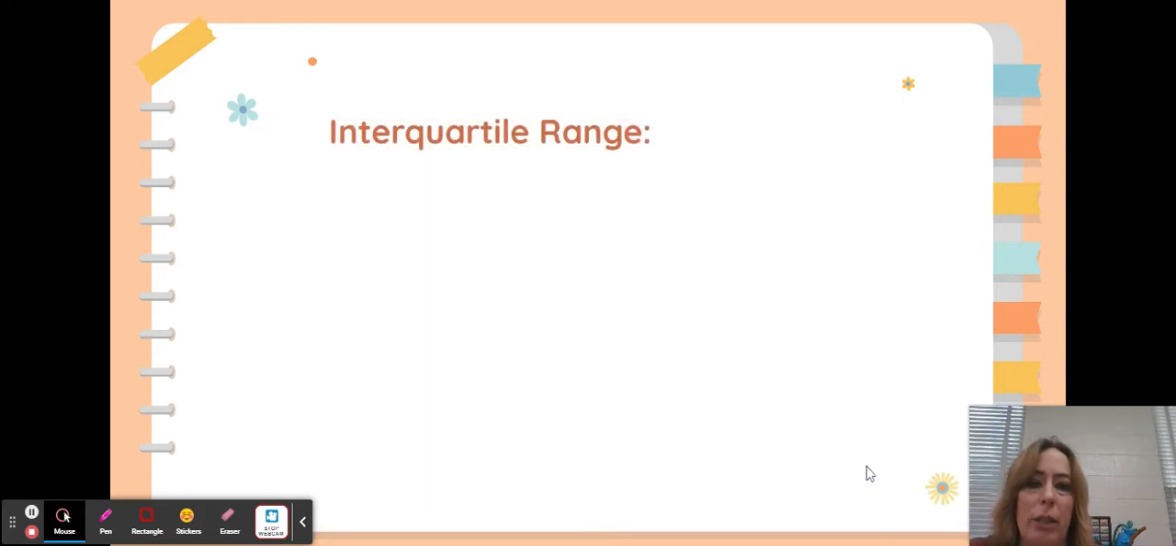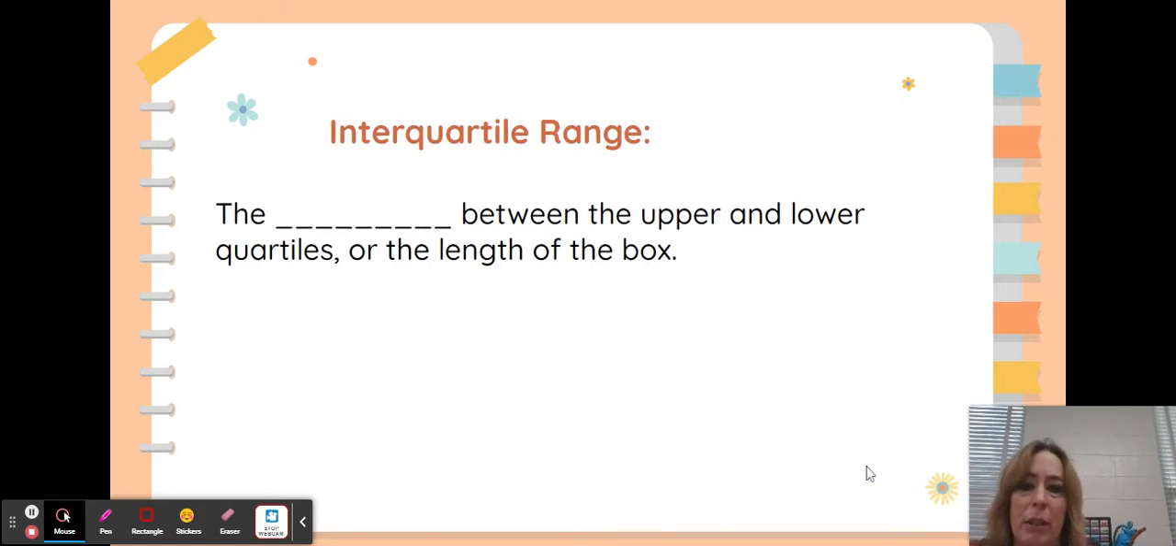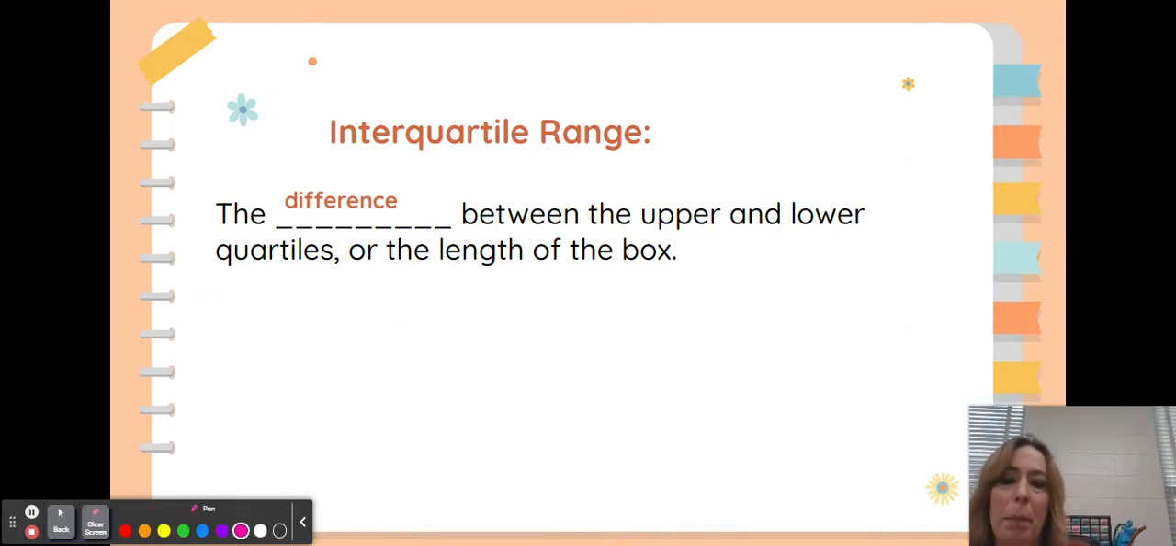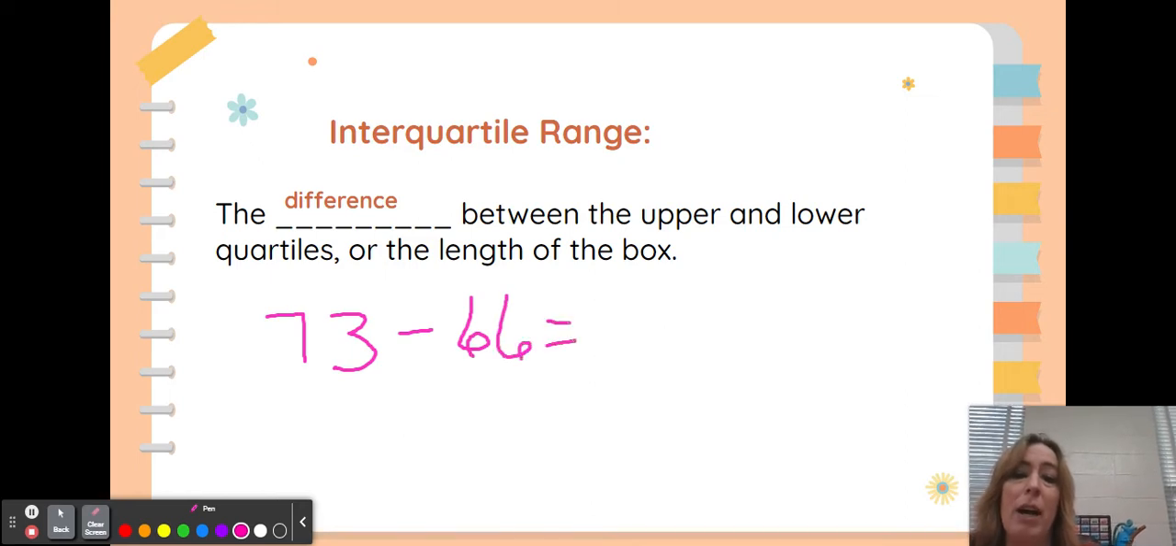All right, now the interquartile range. Well, this is a little different. This is the difference between the upper and the lower. So we said that the upper quartile was 73, and we said the lower one was 66. So if I subtract that, because difference means subtract, I'm going to get 7. Great job.